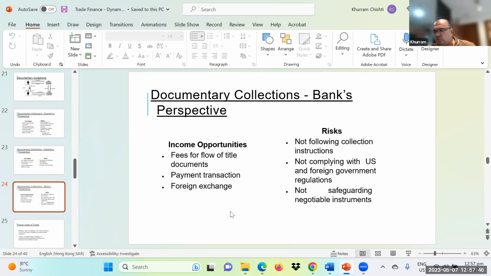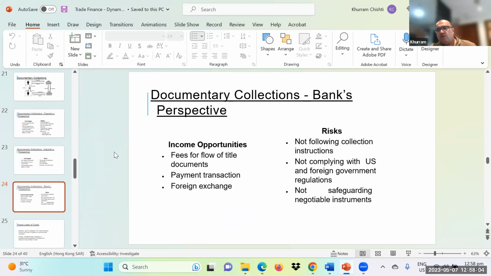Almaya has to arrange funds for NBF to pay State Bank of India, to pay KC Limited. So payment and foreign exchange: if there's a difference in currency, then they will make money from the difference in exchange rate.